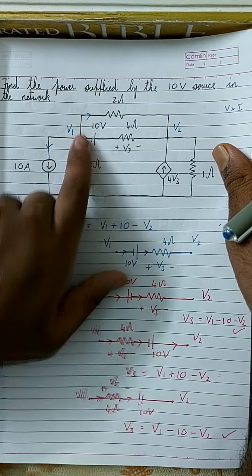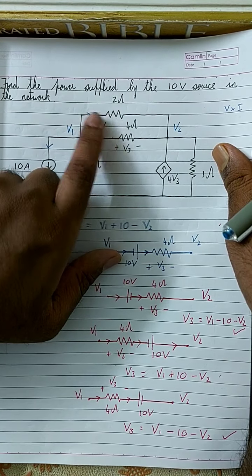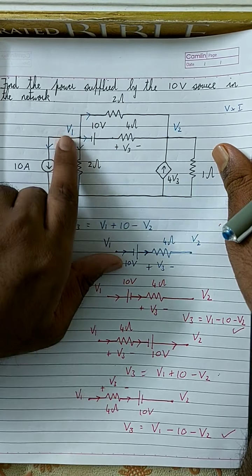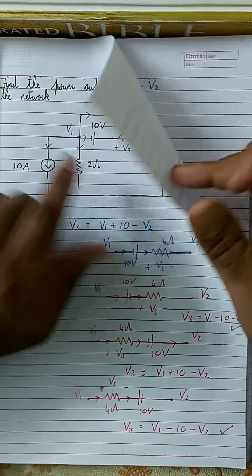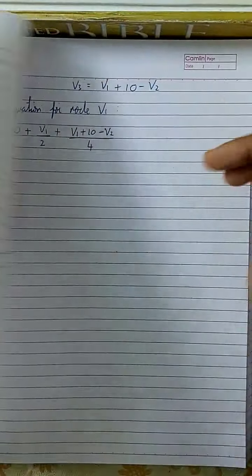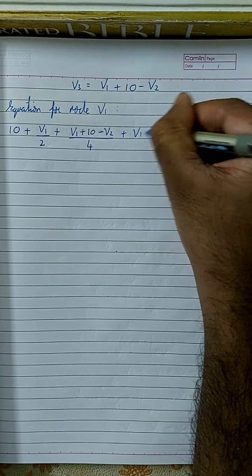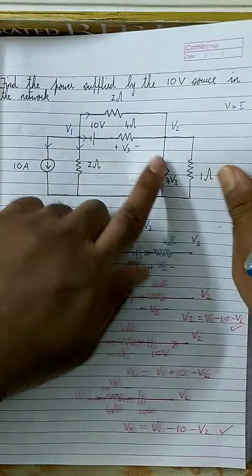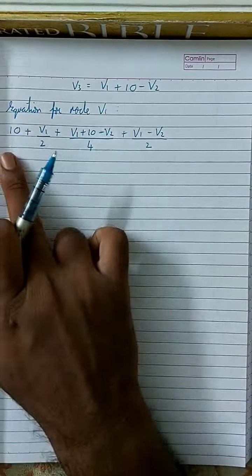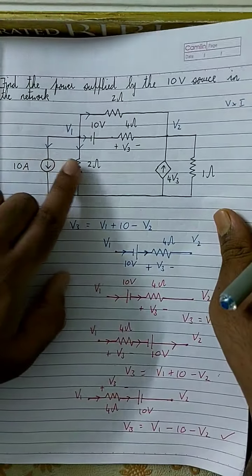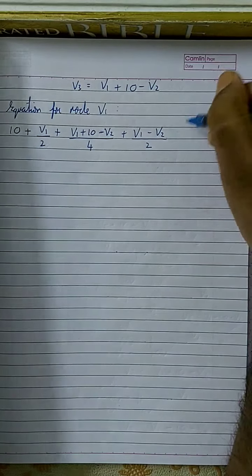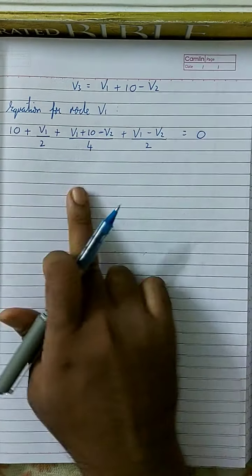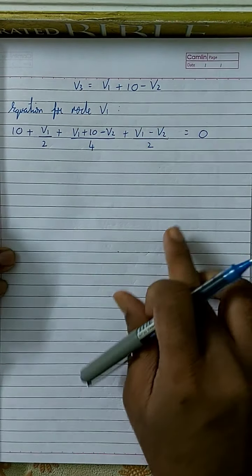Now next is this one, right? What is the current through this branch? Here it is flowing from V1 to V2, which means V1 is the higher potential, V2 is the lower potential. So it is V1 minus V2 by 2, plus V1 minus V2 by 2. Okay, V1 minus V2 by 2. 1, 2, 3, 4. This is the Kirchhoff's current law, right?